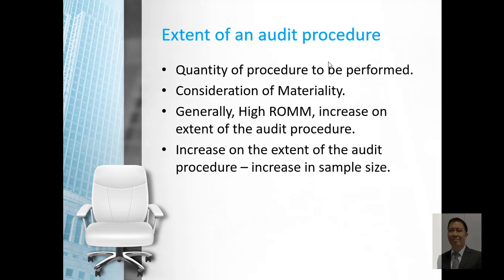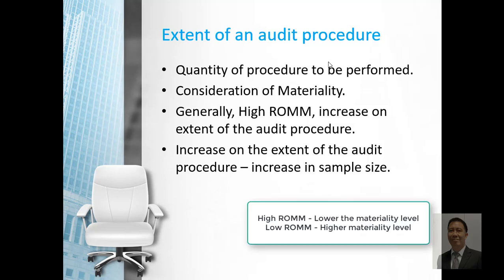Extent of the audit procedure talks about the quantity of the procedure to be performed, and we have to be mindful of materiality. Generally, if there is a high risk of material misstatement, we will increase the extent of audit procedure. And if we increase the extent of audit procedure, we increase the sample size. Coming back to materiality, if we want to obtain more evidence, we lower the materiality level.